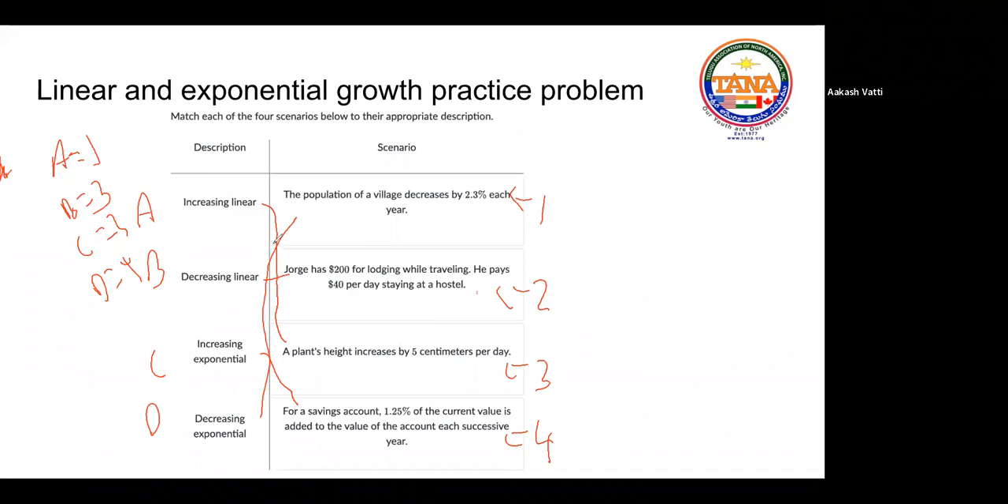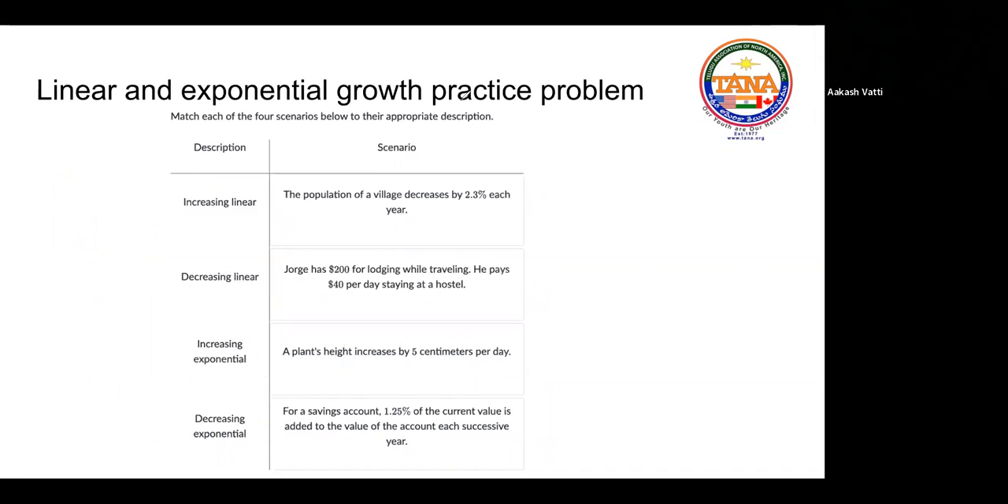So the two that people did get wrong were decreasing linear and I believe decreasing exponential. And remember, if it increases or decreases by a certain amount, then that's linear. If it increases or decreases by an amount that changes every so often, that's exponential. Anyone have any questions about why something is something? No? All right.